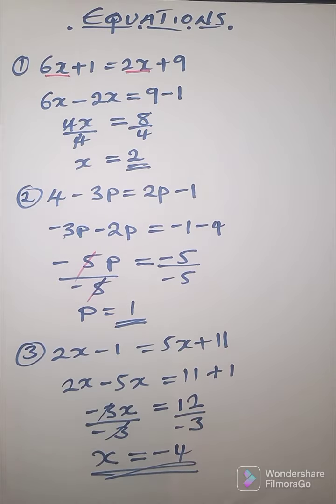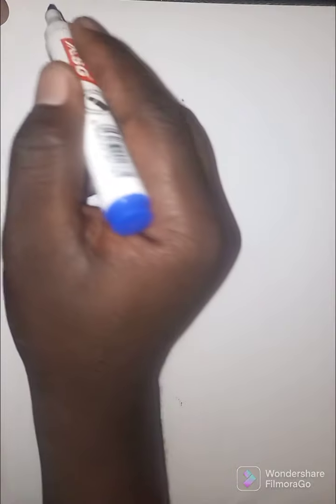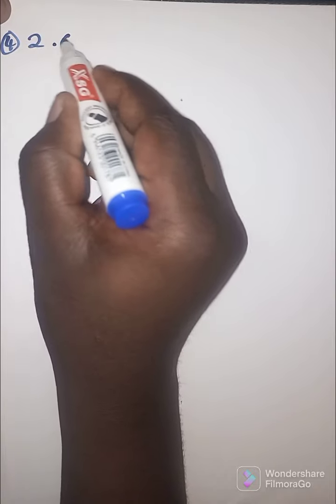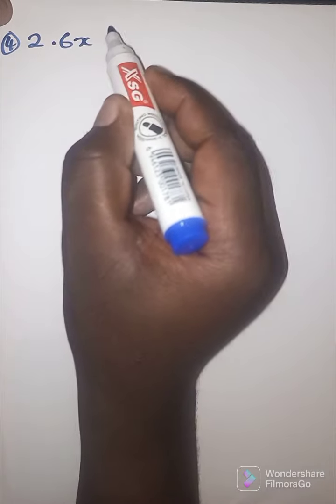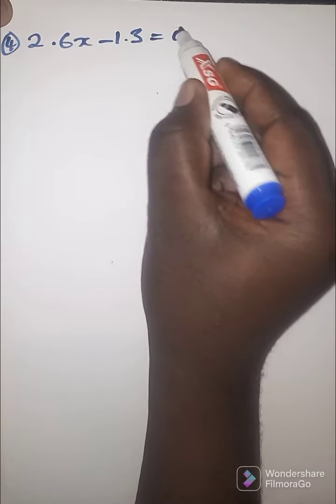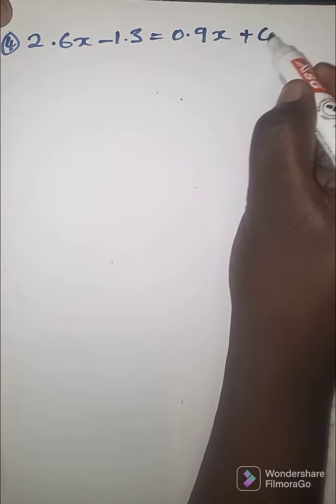I hope you are getting the concept. Shall we move on to the next example? In our next example, we have a question which is a little bit interesting. This is question 4. We have 2.6x minus 1.3 is equal to 0.9x plus 0.4.